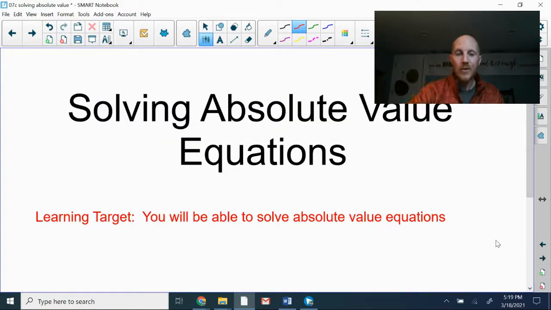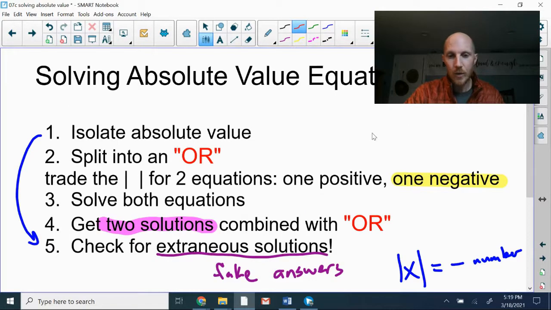All right, so that basically sums up everything we're going to look at in this whole lesson, but we better explain some more. Solving absolute value equations is the topic again today. It's the last piece to solving absolute value equations. We've seen these steps before, and we've been focusing on step 1, getting that absolute value isolated on one side of the equal sign.